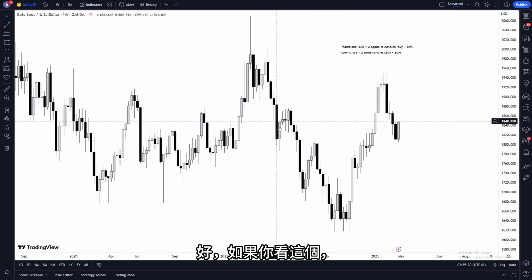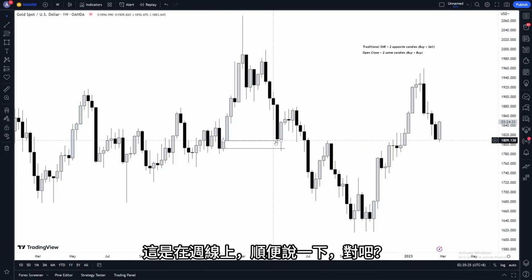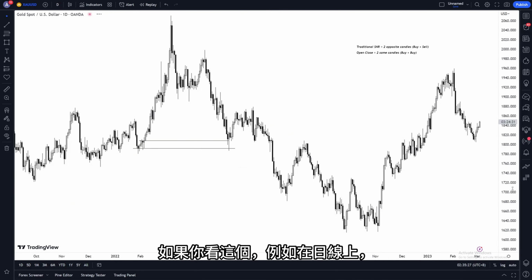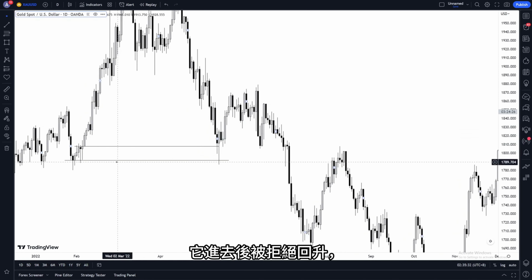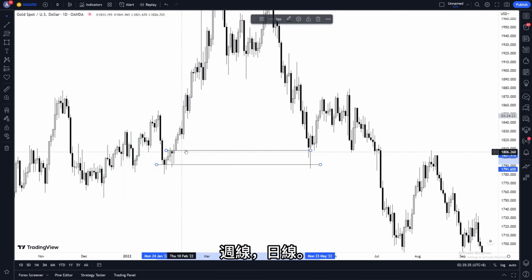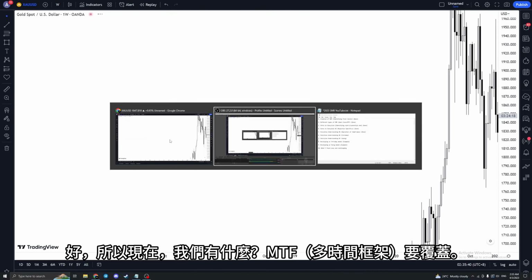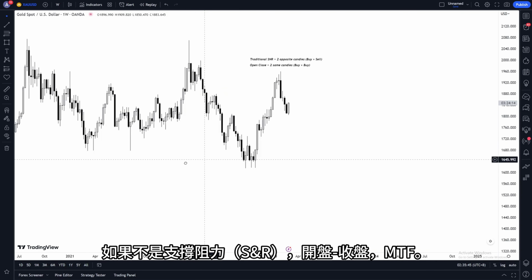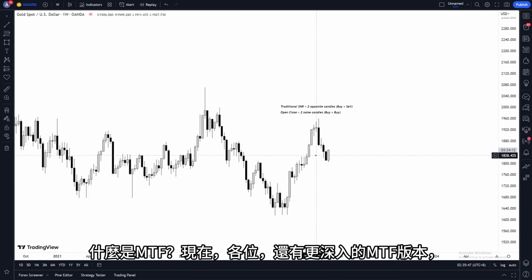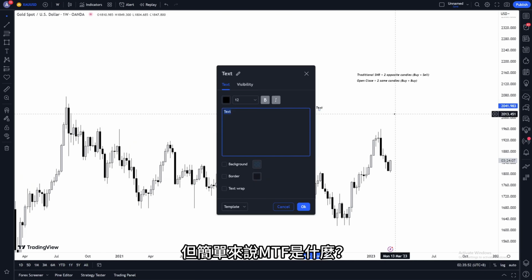If you look at this one, this is on the weekly, by the way. If you look at this on the daily, for example, you'll see the rejection. It went in and rejected back up about 100 pips. Weekly, daily. So now we have ourselves what? MTF to cover. We look at different types of SNR, open close, MTF. Now guys, there's another more in-depth version of MTF, but what is MTF in a simple sense?